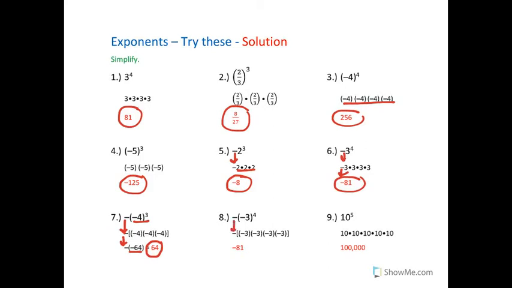Bring this down. -3 times -3 times -3 times -3, that's an even number, so it's going to be a positive 81, but because of that negative, it's -81. Same thing as on the other slide. 10 to the 5th, we have 5 factors of 10, 5 zeros. Answer is 100,000. How did you do?